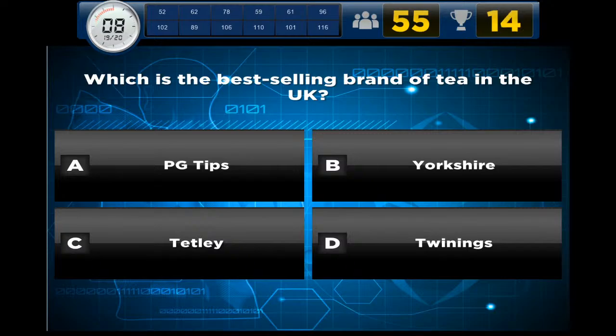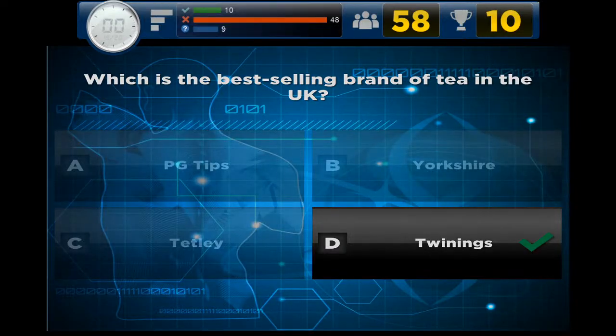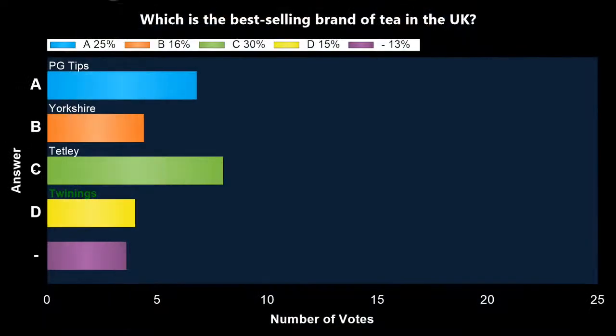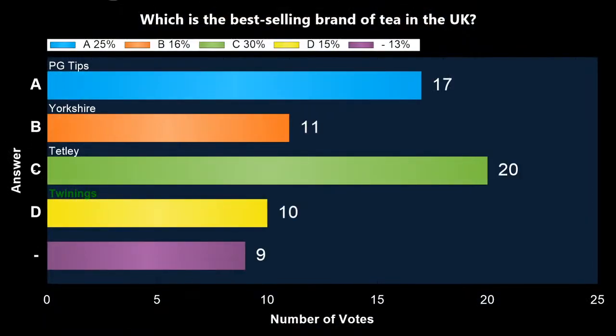You're answering quickly to stand a chance of picking up some points. Just one more question to go after this. The answer is Twinings. So Twinings was the correct answer. D. How many got that right? Not surprisingly, the least popular answer. I was surprised by that one.